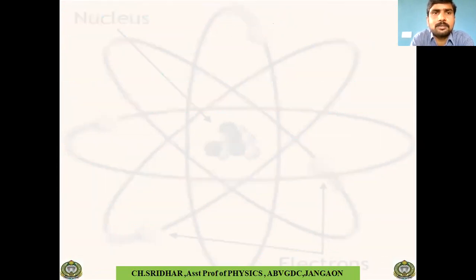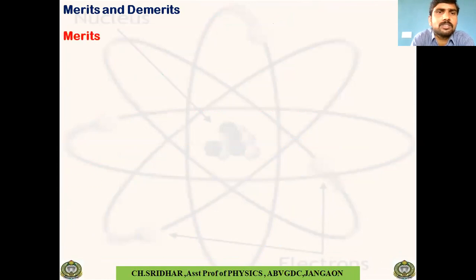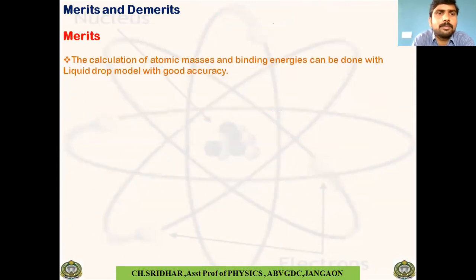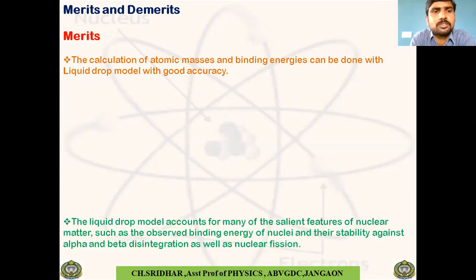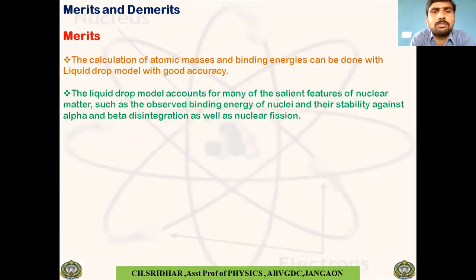And as a model is proposed, that model will have merits as well as demerits. So if you consider the merits of the liquid drop model, the calculation of atomic masses and binding energies can be done with the liquid drop model with good accuracy. And the liquid drop model accounts for many of the salient features of nuclear matter, such as the observed binding energy of nuclei and their stability against alpha and beta disintegration as well as nuclear fission. So these are the merits of the liquid drop model.